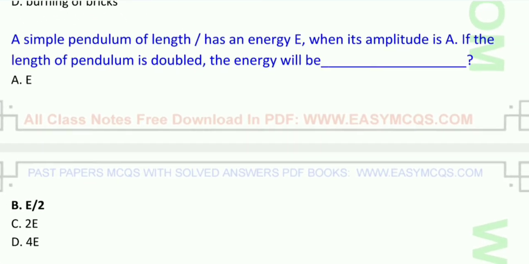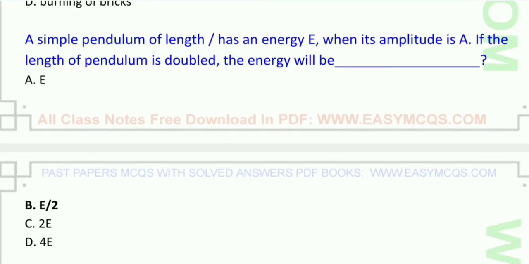Next, a simple pendulum of length L has an energy E when its amplitude is A. If the length of the pendulum is doubled, the energy will be E by 2. B is right.